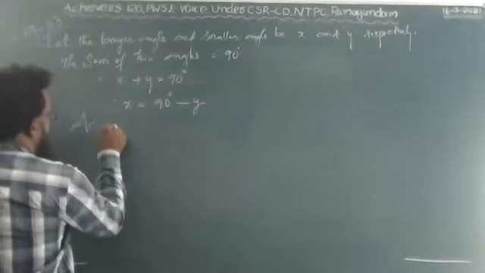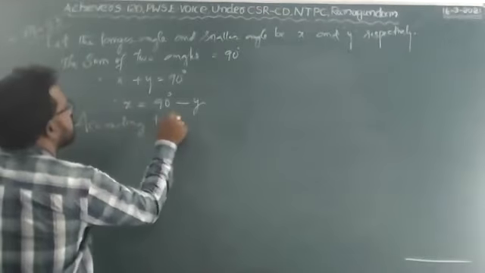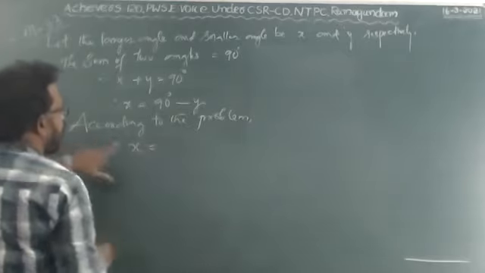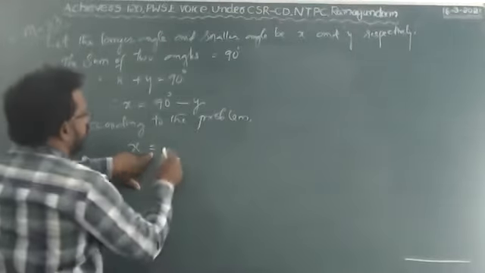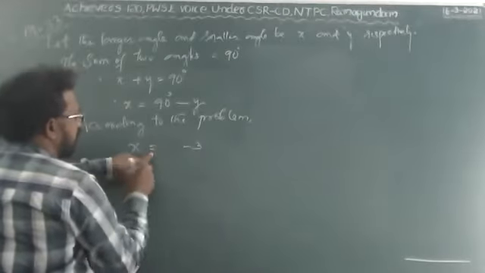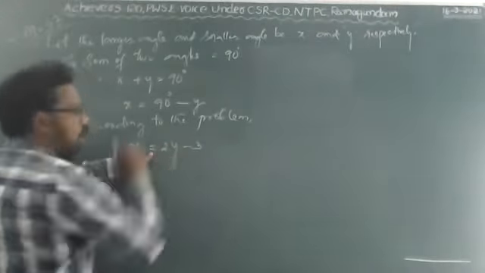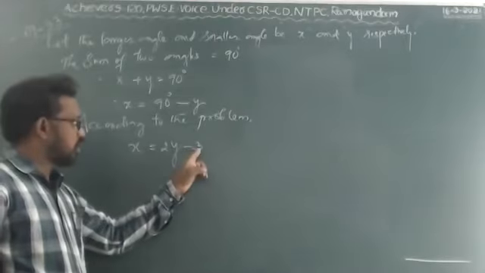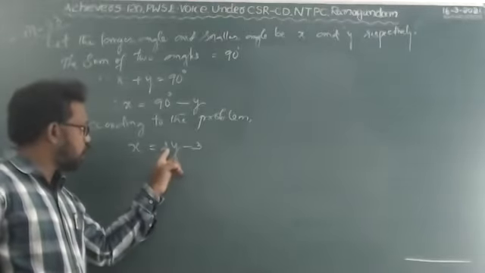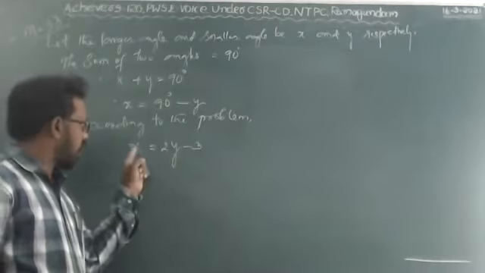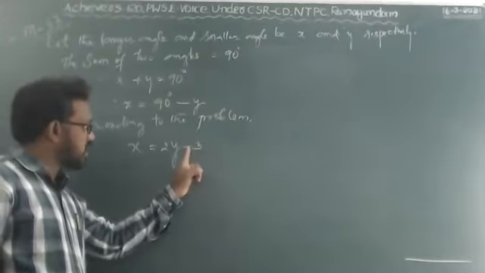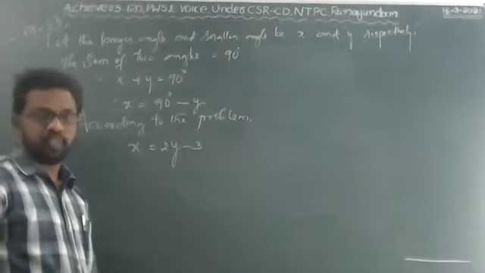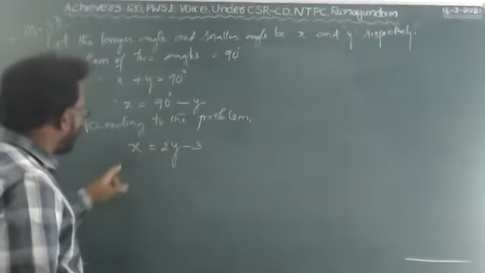Now according to the problem, what is the problem? The larger angle is equal to 3 degrees less than twice the smaller angle. Once again, the larger angle equals 3 degrees less than twice the smaller angle. Okay, fine. You got it here, x equal to 2y minus 3.